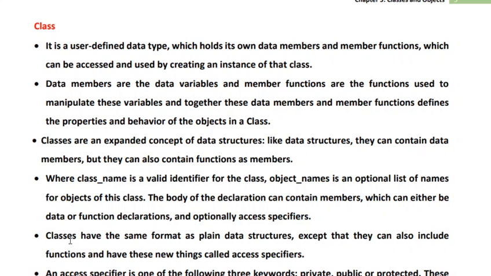Now here, in case of a class, the data members are nothing but variables, and member functions are nothing but functions that manipulate or perform operations on those variables. So together, the data members and the member functions define the property of the object belonging to a particular class. Now, class is basically an expanded concept of data structure. It contains data members and it also contains member functions. So this is a very important statement that has been placed here.